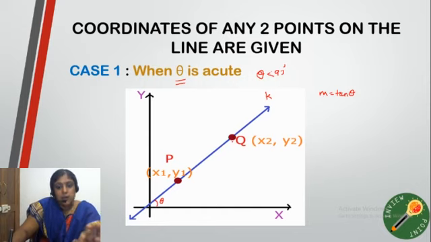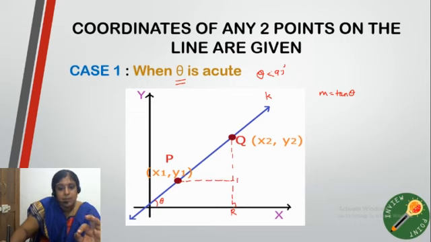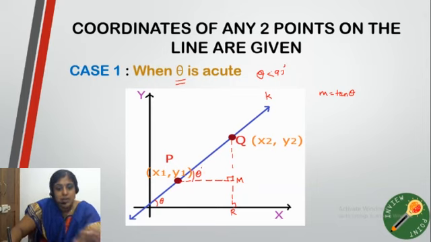For that, draw a perpendicular from point Q to the x-axis. Suppose it meets at point R on the x-axis. Then draw a perpendicular from point P to QR. Let it meet at point M. Then we can say that angle MPQ is also equal to theta. Is it clear, students? So angle MPQ is equal to theta, that is the angle of inclination.